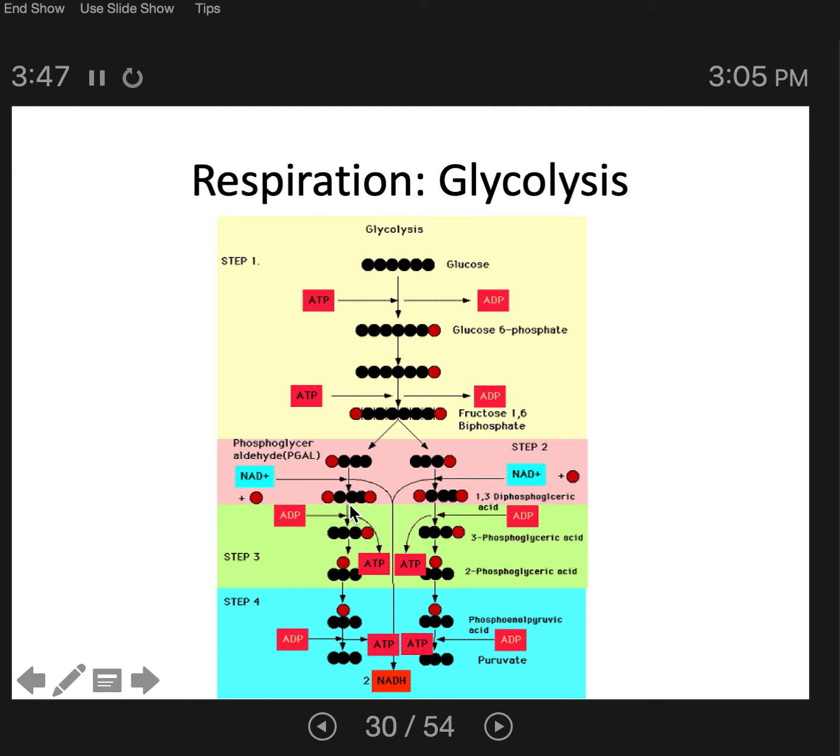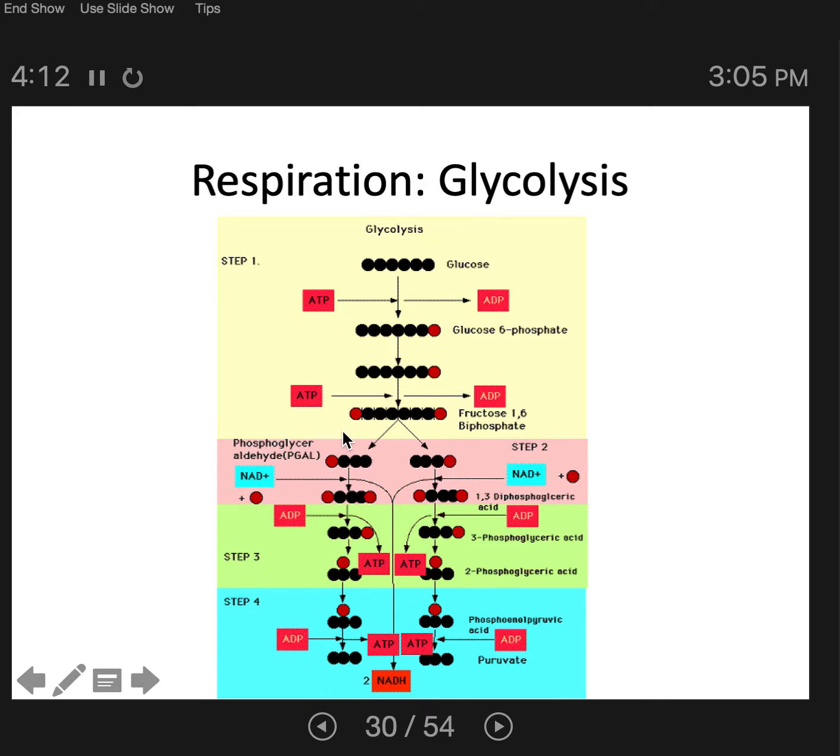And then you start stripping some electrons off these molecules, and you start taking these phosphate groups and adding them back onto ATP. Right? So you add these phosphate groups back onto ATP. I know that there's some pieces of this diagram that we aren't covering because I don't want to make this overly complicated.